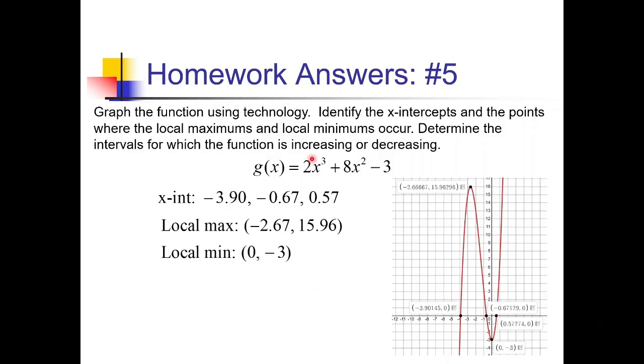And we also want to analyze increasing versus decreasing. So increasing, places where our graph is going up, that's going to be everywhere that's less than our max at -2.67. So x less than -2.67 is one interval where we are increasing. And there's this other interval for everything after that local min at 0, -3. So I'm going to write x greater than 0. Now for decreasing, there's just this one stretch in here where x is between -2.67 and 0. So between -2.67 and 0, that's decreasing. So basically everywhere that we're not increasing.